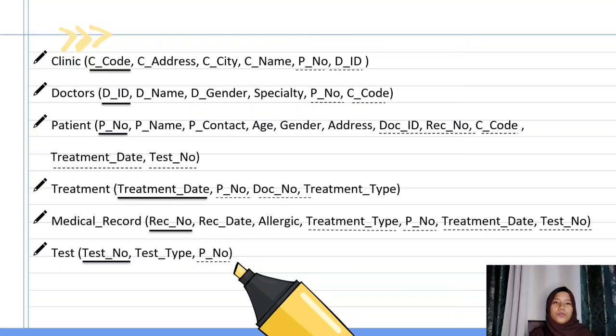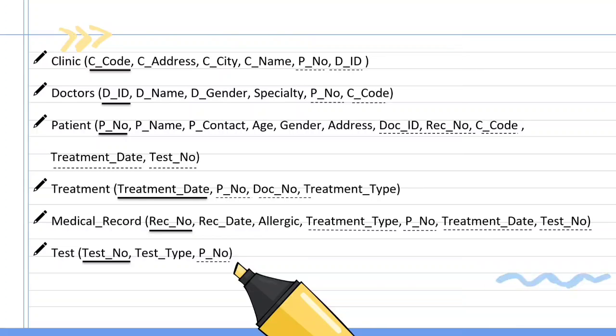Next, medical record. There are some attributes, which are record number, record date, allergy, treatment type, patient number, treatment date and test number. The primary key for the medical record is record number. The foreign keys for the medical record are treatment type, patient number, treatment date and test number. Finally, for the test, there are some attributes, which are test number, test type and patient number. The primary key for the test is test number. The foreign key for the test is patient number.